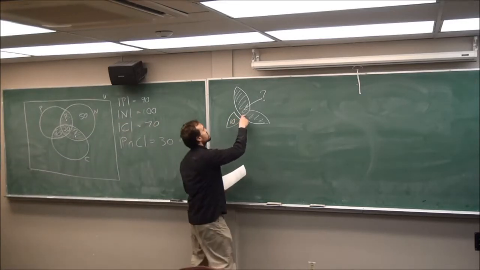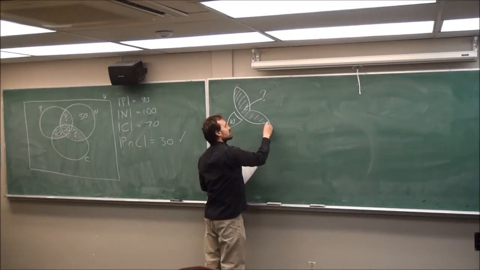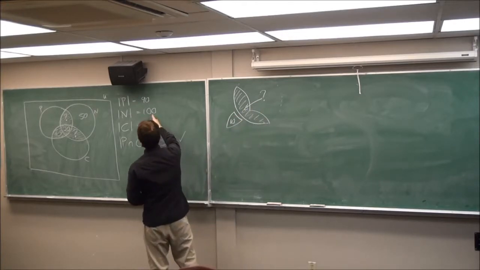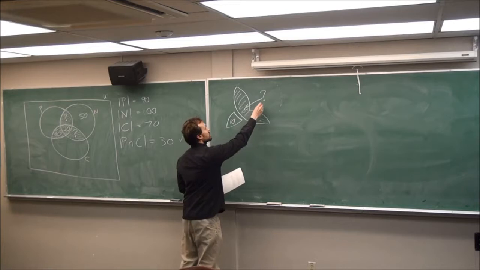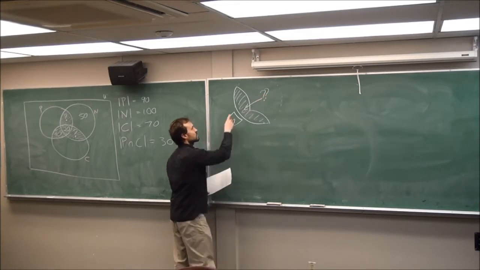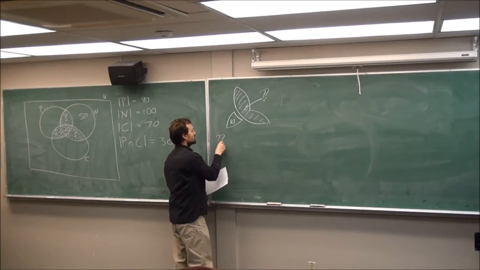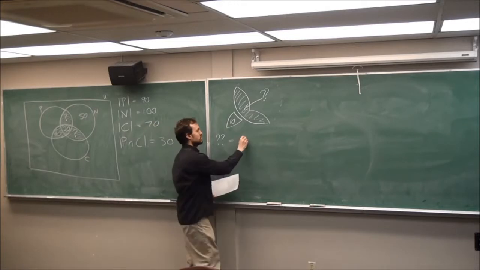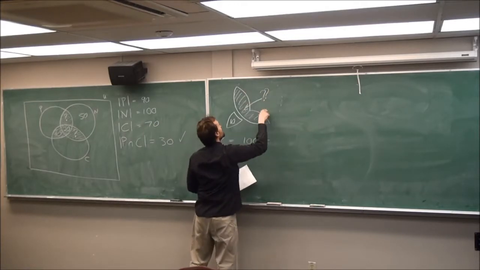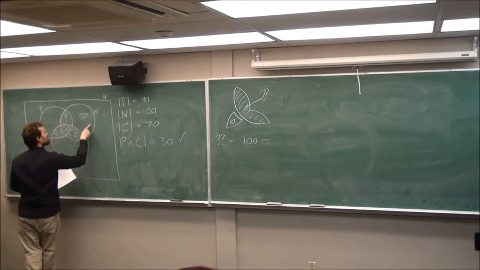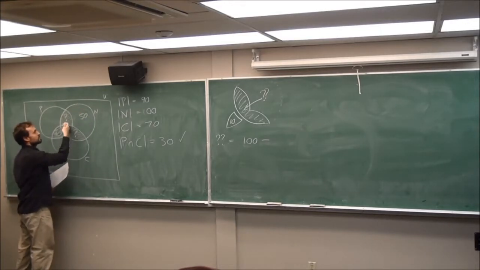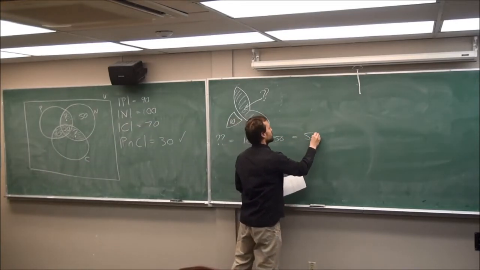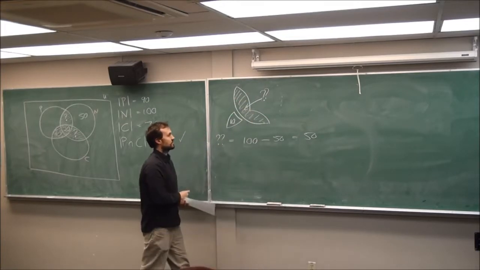Now, how can I find this if this is part of the whole engineering circle? The whole engineering circle is 100. So let's make this the double question mark shaded region. Double question mark is what? All of engineering is 100. Take away this piece that's outside of what I'm interested in, the 50, gives me that the double question mark section is 50.